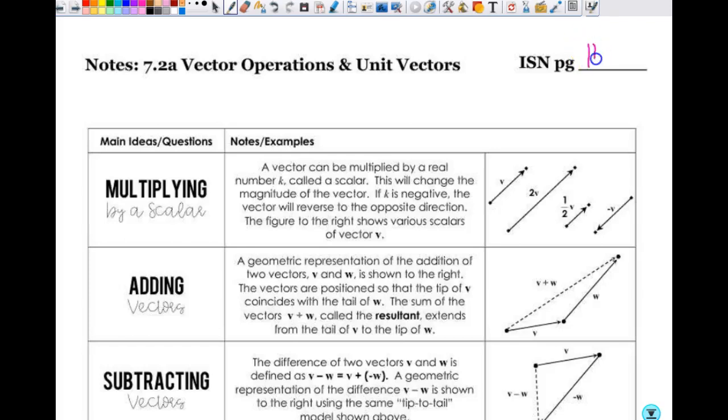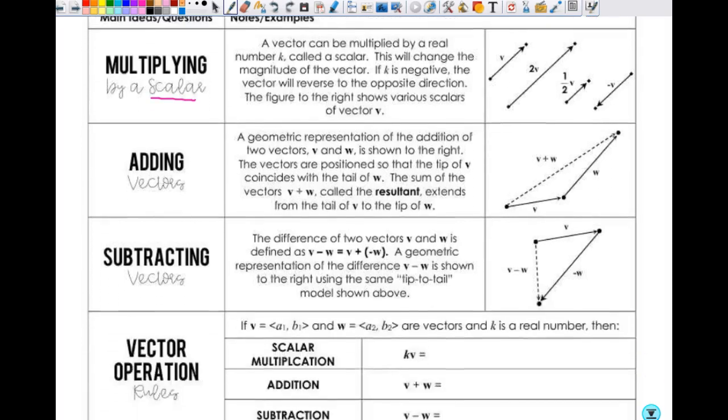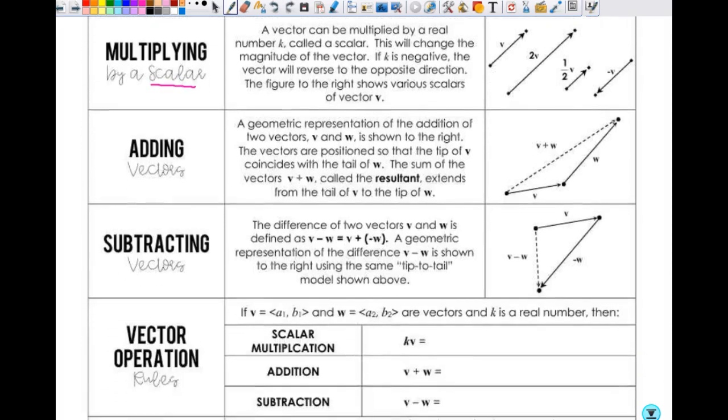Alrighty, 143. So we talked about basic vector stuff last week, and today we're going to talk about some vector operations. The first thing that we can do with a vector is multiply by a scalar. A vector can be multiplied by a real number k called a scalar. This will change the magnitude of the vector.